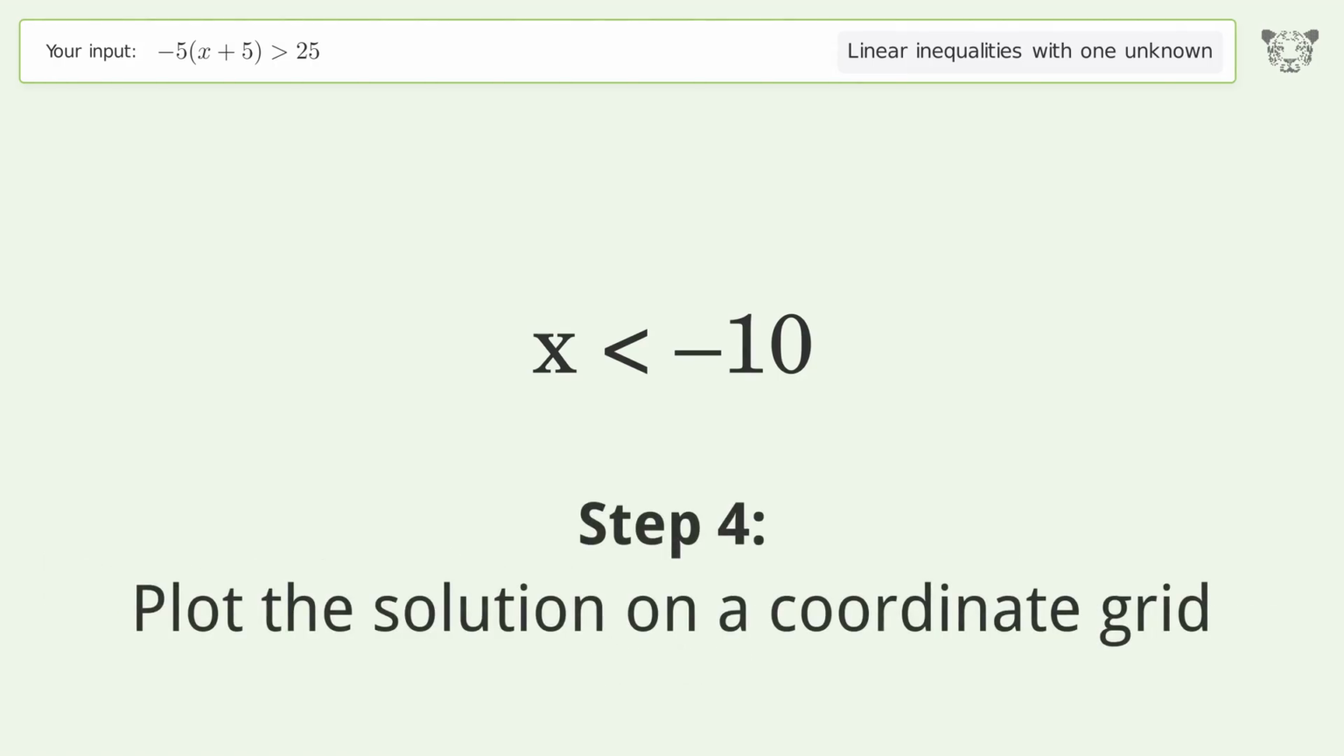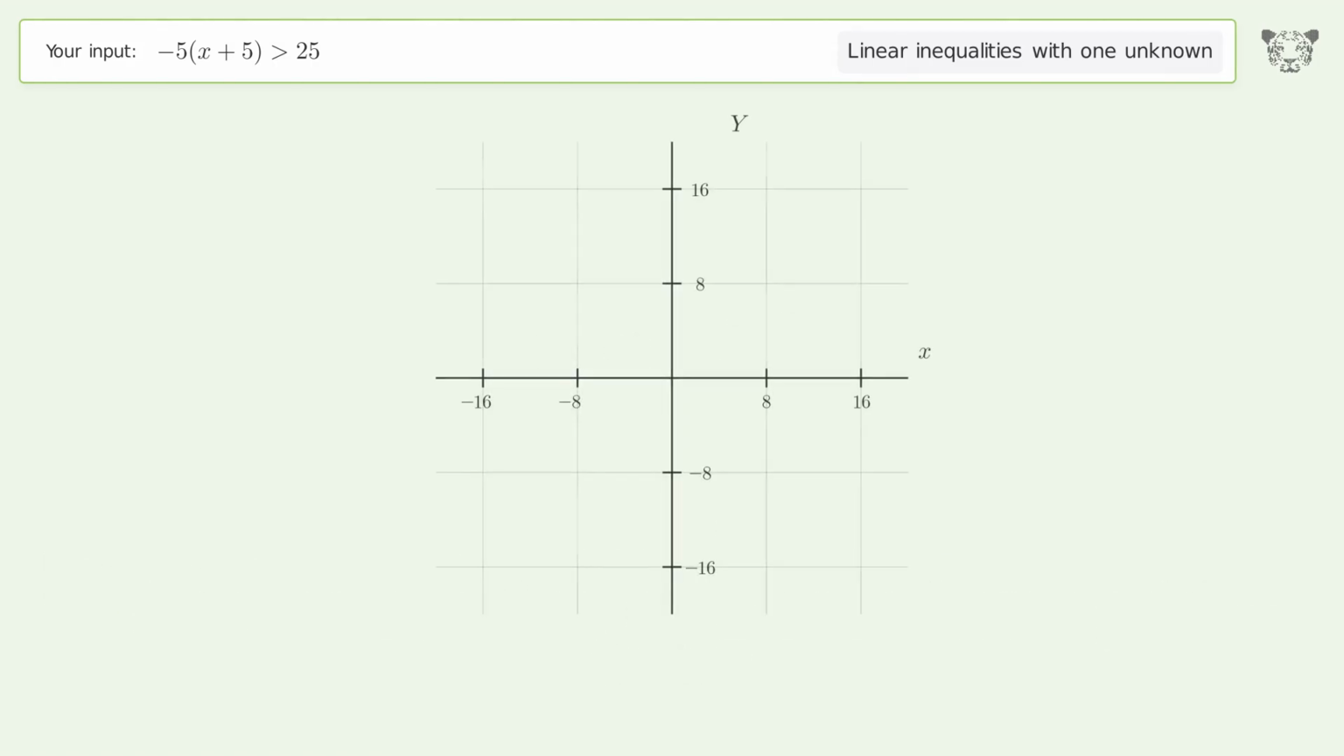Plot the solution on a coordinate grid. And so the final result is x smaller than -10.